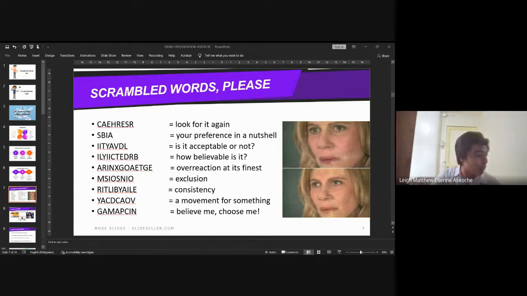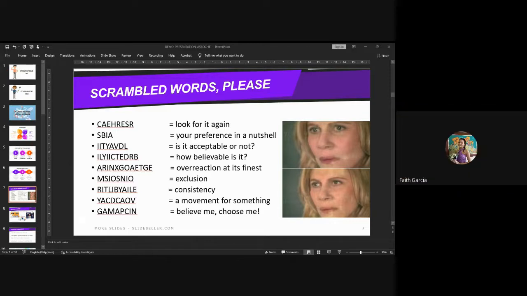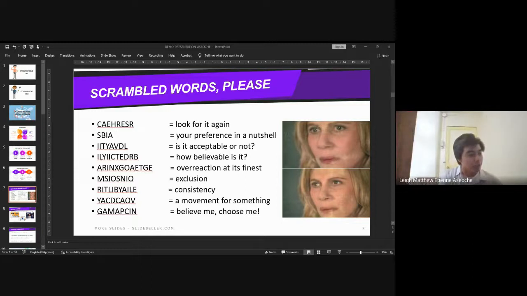Credibility. What about the fifth word? Yes, Miss Sanyel. Exaggeration. The fifth word is exaggeration. So when you're overreacting, that's exaggeration. What about the sixth word? Yes, Miss Garcia. Omission, sir. Very good. Omission. So when you omit something or commit omission, you exclude something. What about the next word? Okay, let's go back again to Miss Sanyel.